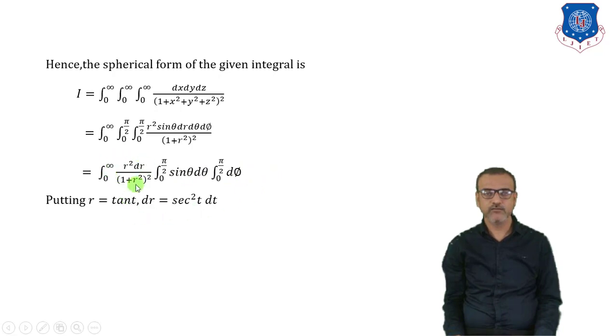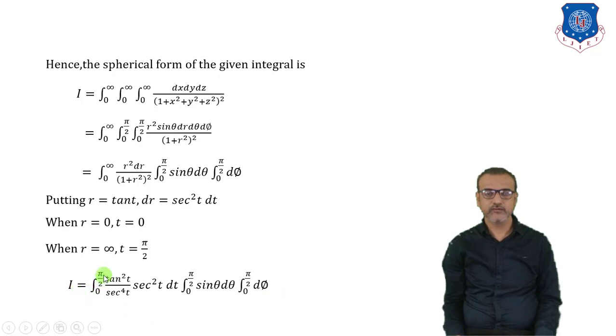Now for this integration, put r equals tan t, so dr equals the derivative of tan t, that is sec square t dt. When r equals 0, replacing r by 0, we have tan t equals 0, so t equals 0. And when r equals infinity, we have tan t equals infinity, so t equals pi by 2. So this function will be changed.